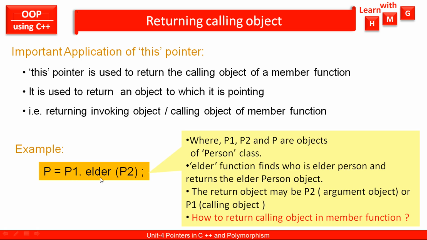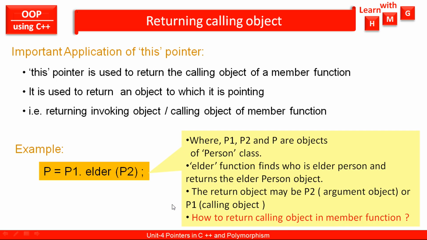But the question is how to return the calling object, because it is easy to return the argument object. We can just write return P2, but how to return P1? Because in the member function definition we are not using P1. So again the question is how to return the calling object in a member function.